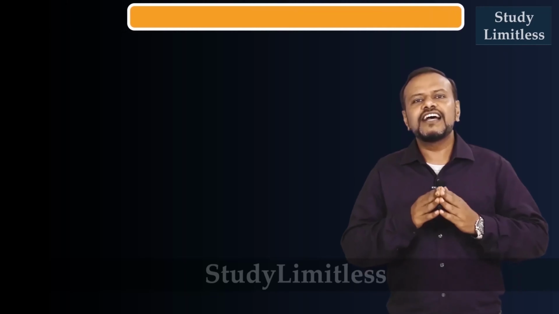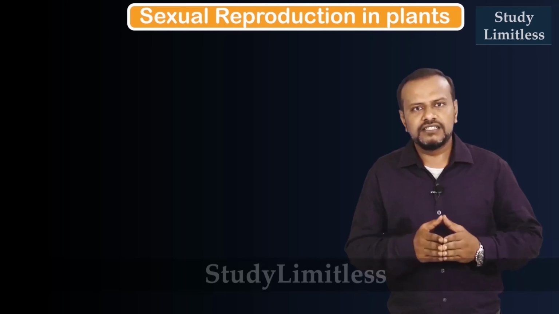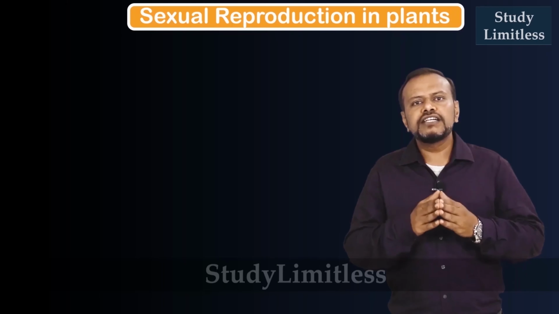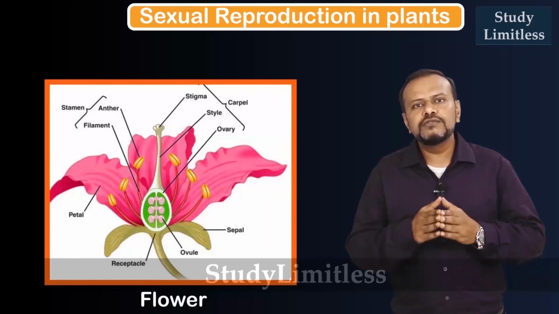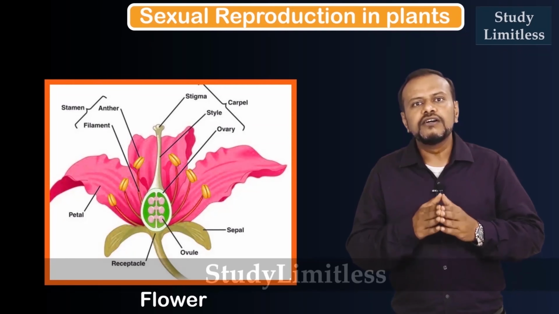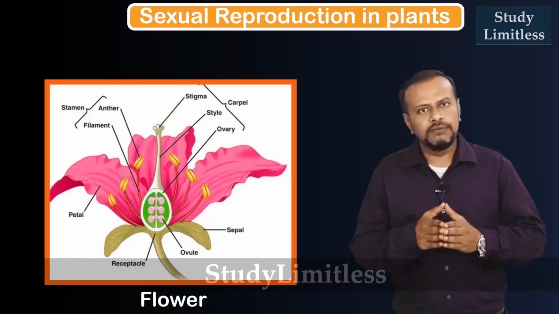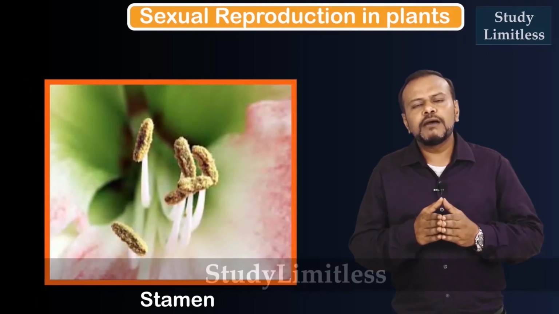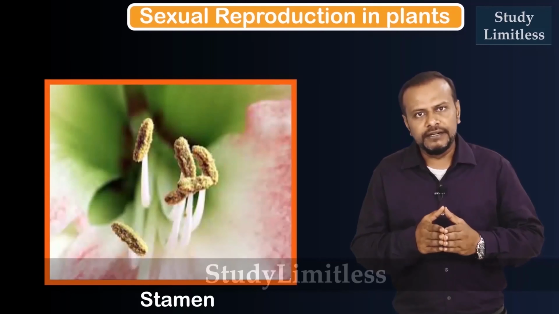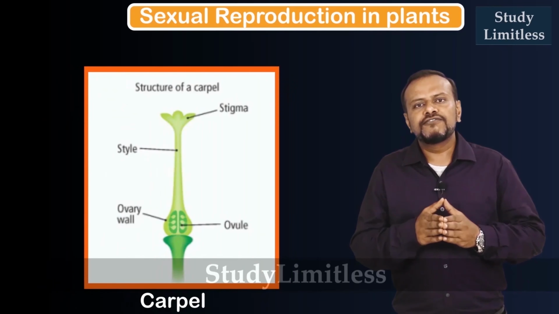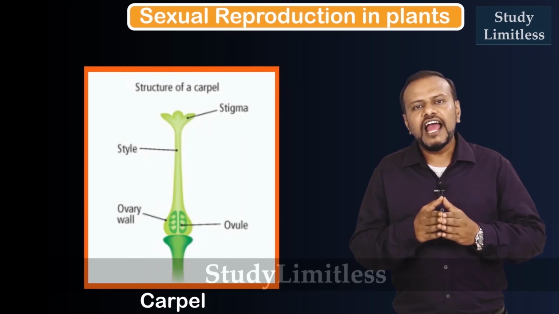Now let us discuss sexual reproduction in plants. You might have observed in plants there are specialized organs called flowers. If you carefully observe the flower, you can classify it into sepals, petals, stamens and carpel. Stamens comprise anther lobe and filament, and the carpel comprises stigma, style and ovule.